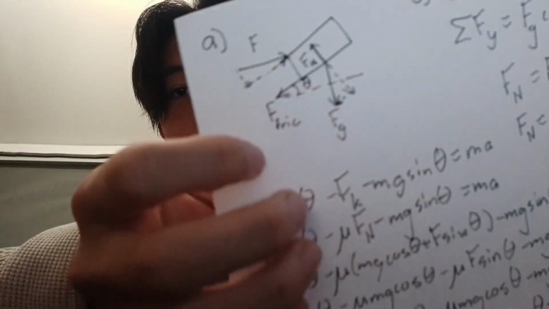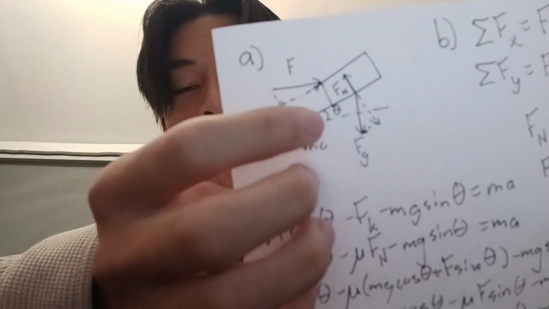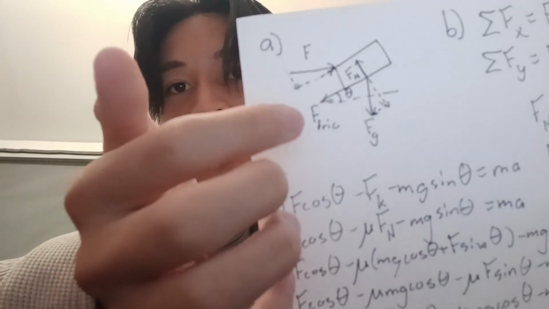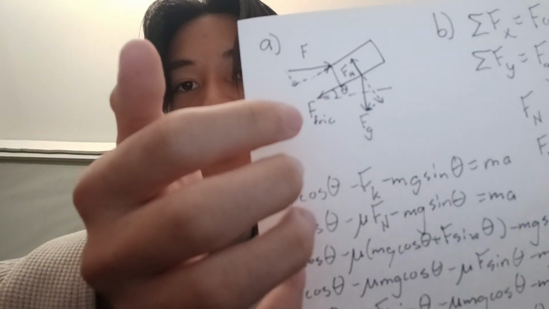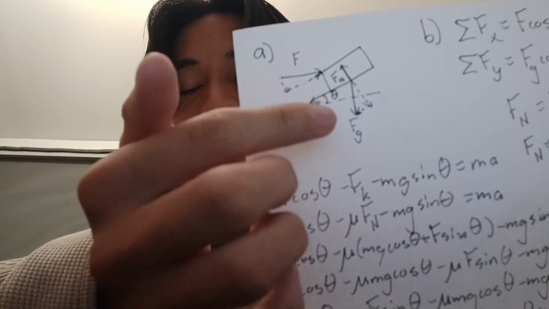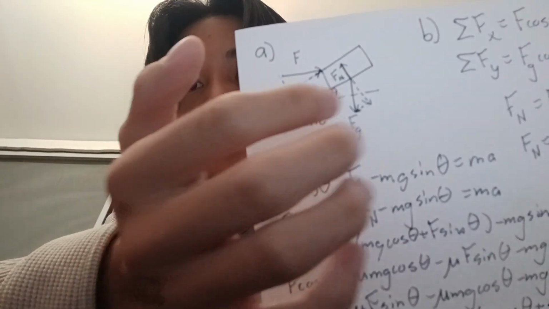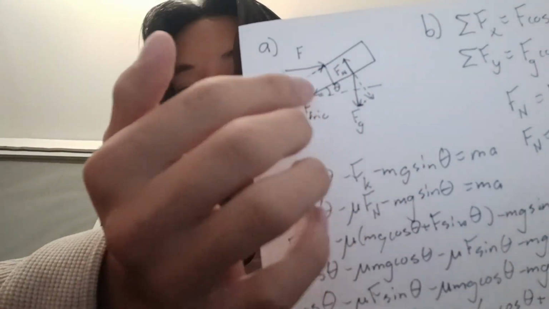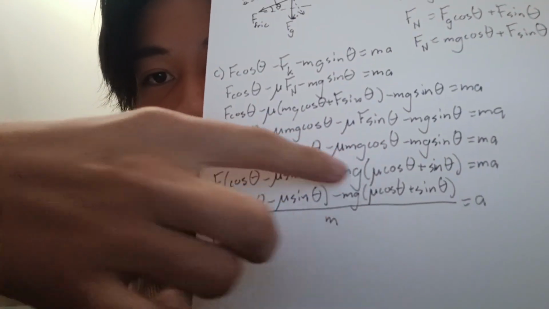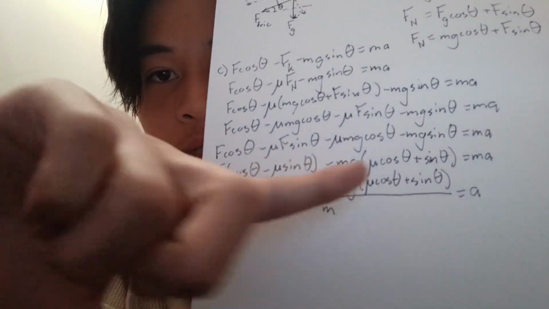For the block to slide up at a constant velocity actually means that net force is 0, because constant velocity means that acceleration is 0, and if acceleration is 0, then net force must be 0, because net force is mass times acceleration. And so this was the equation for net force right here, right? And so we can literally just set this part equal to 0.